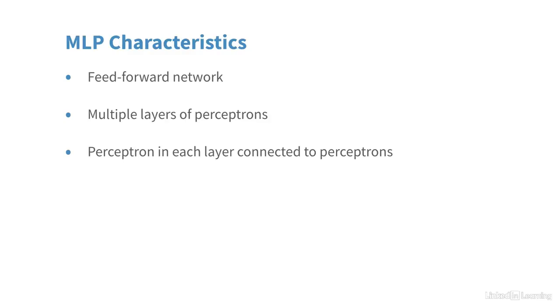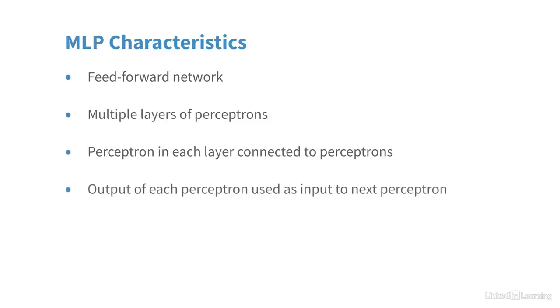The perceptrons in each layer are connected to the perceptrons in the next layer. This allows the MLP to learn the dependencies between the input variables. The output of each perceptron is used as the input to the next perceptron. This allows the MLP to learn the relationships between the input and output variables.